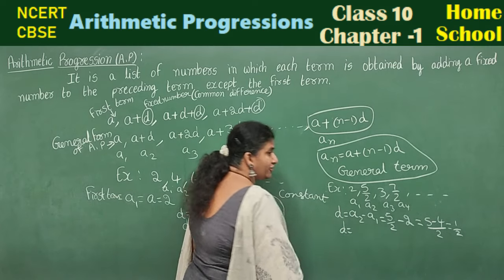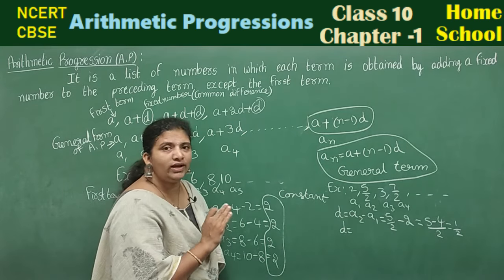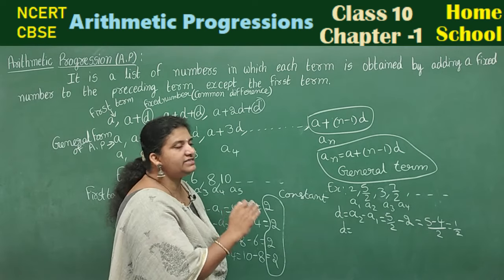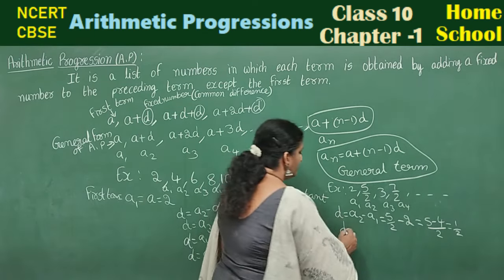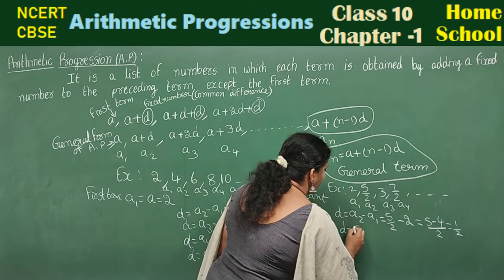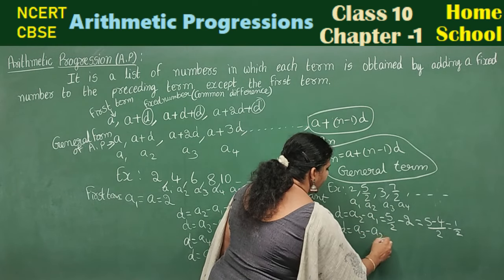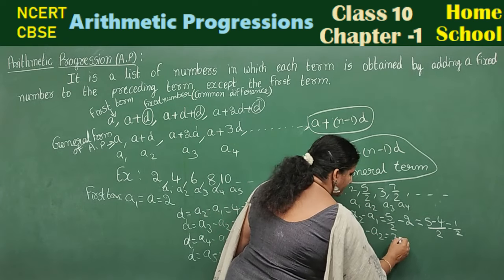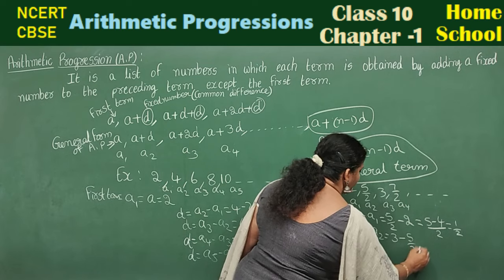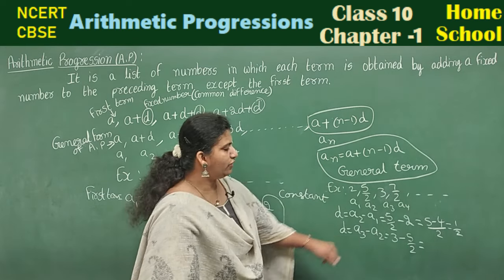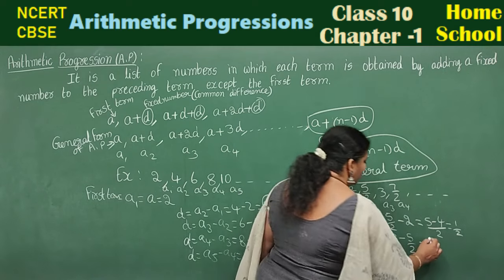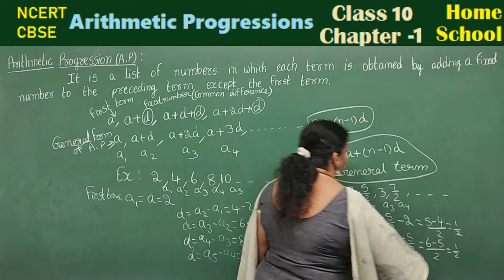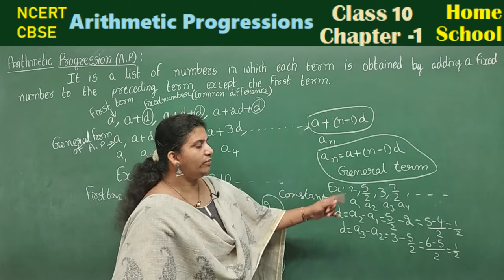Now again the next pair. We need to check all the pairs. Don't check only one pair and say it is arithmetic progression. We need to check at least 2 to 3 pairs. D is equal to A3 minus A2. A3 value is 3 minus A2 value 5 by 2. Again do LCM: 3 twos are 6 minus 5, whole divided by 2. That will be 1 by 2. And go with another pair.